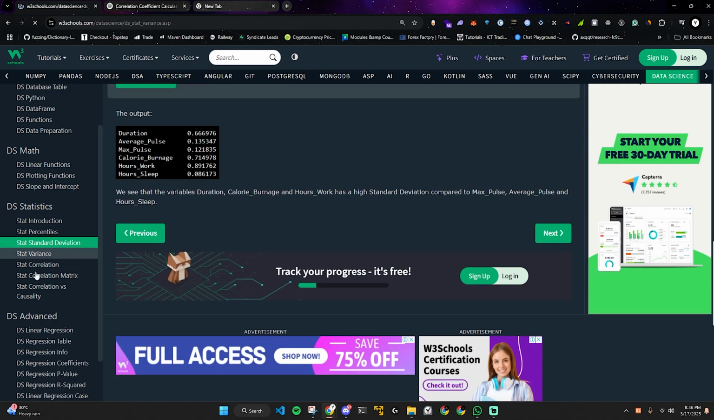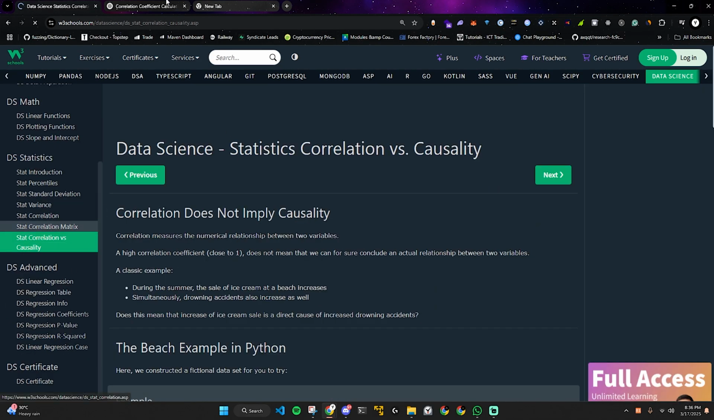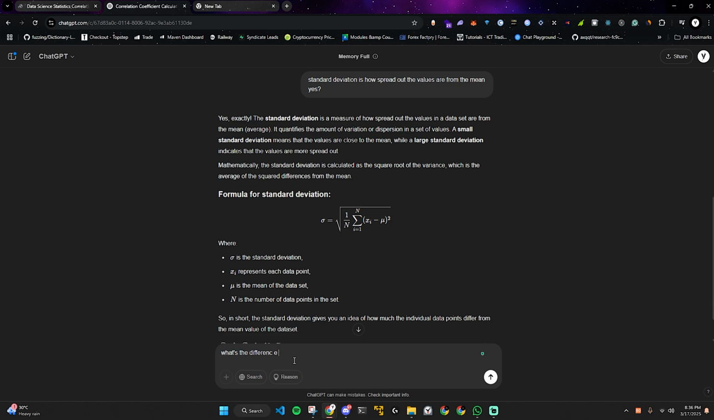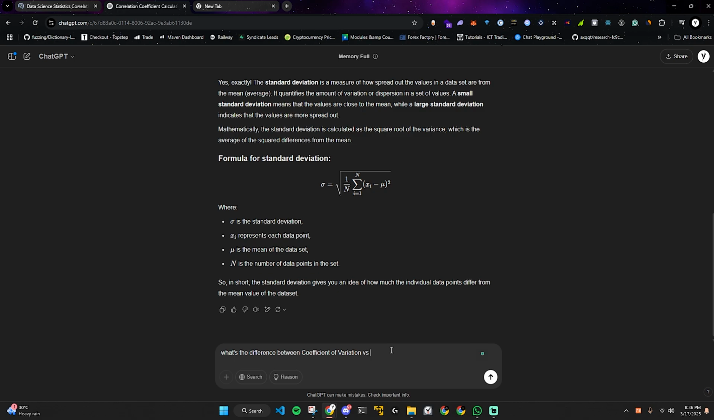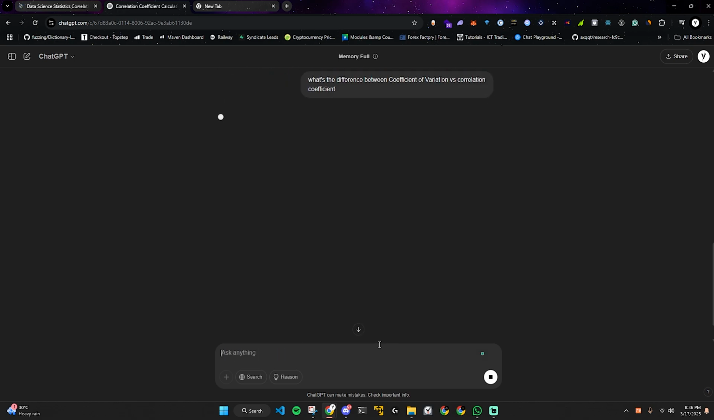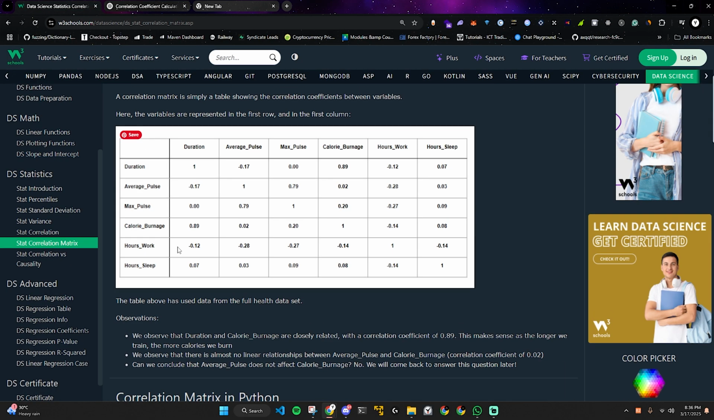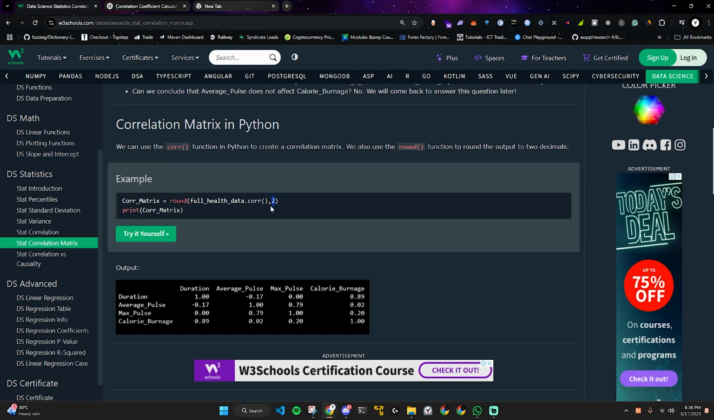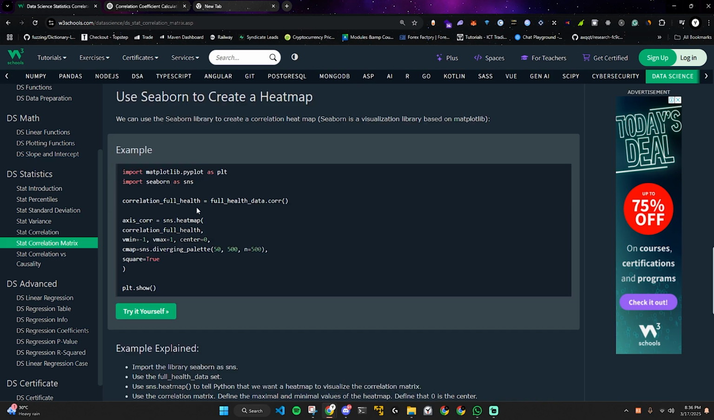So apart from that, what else do we have? Correlation matrix. I don't understand the difference between coefficient of variation versus correlation coefficient. Let's see what it says. But basically, these are the relationships between x and y axis, as you can see. And this is just rounded off. That's what it is. And seems okay. So this method right here does everything, and then you can pretty much display the data. That's what we're doing here, right?